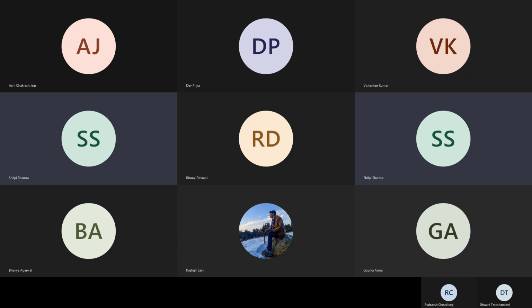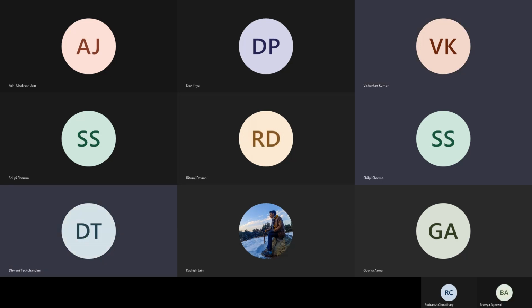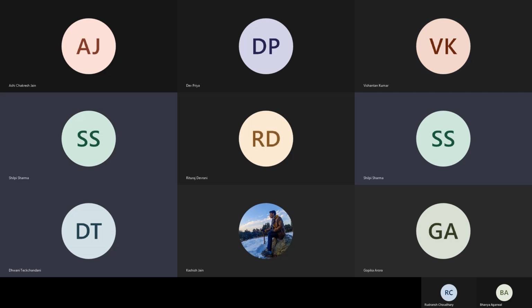Vishanta, Dhwani, Bhavya, anybody? Ma'am, mutations and horizontal gene transfer. Mutations and horizontal gene transfer, जिसमें कि we said कि mutations का rate कम है.